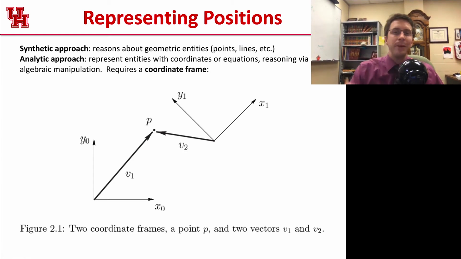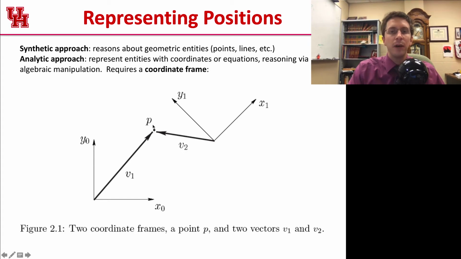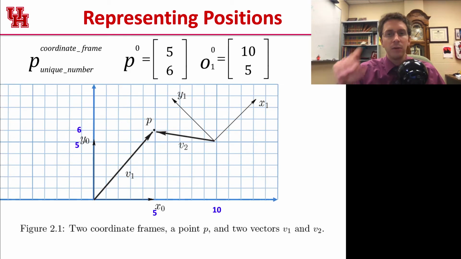And we can talk about P by talking about a vector that goes from the origin of the 0th coordinate frame towards P, and we'll call that V1. Or we could talk about some vector that goes from the origin of coordinate frame 1 and goes to P. So there's two different ways that we could talk about P, just like we could have two different perspectives, and both of them are locally correct according to their reference frame. And so what we're doing is we are assigning a coordinate frame. And so here in blue, I'm showing this coordinate frame.